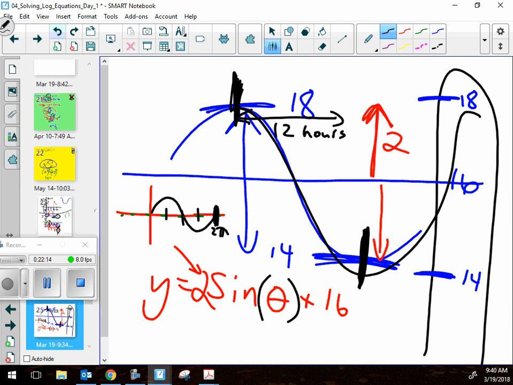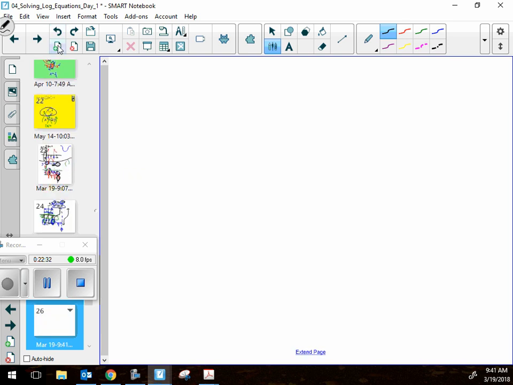24 hours. So you figure out how far it is from high to low, and then you double it. Because from high to low, that is half of a cycle. All right, so we need a new problem because that one's getting messy. Actually, I should probably finish it though.